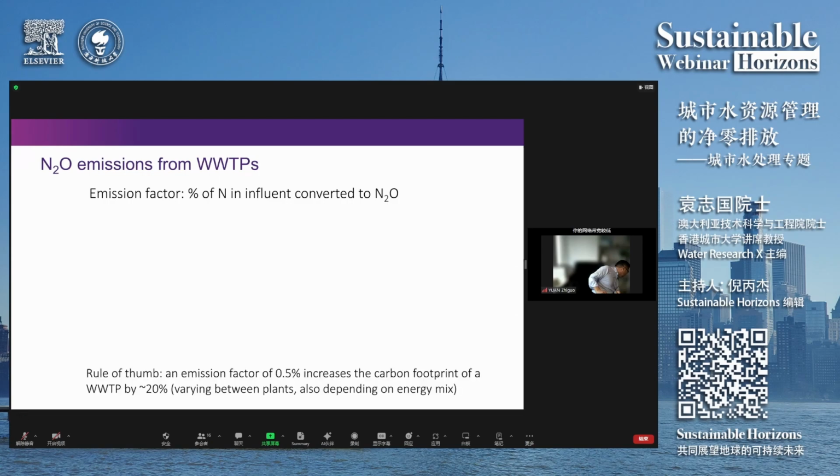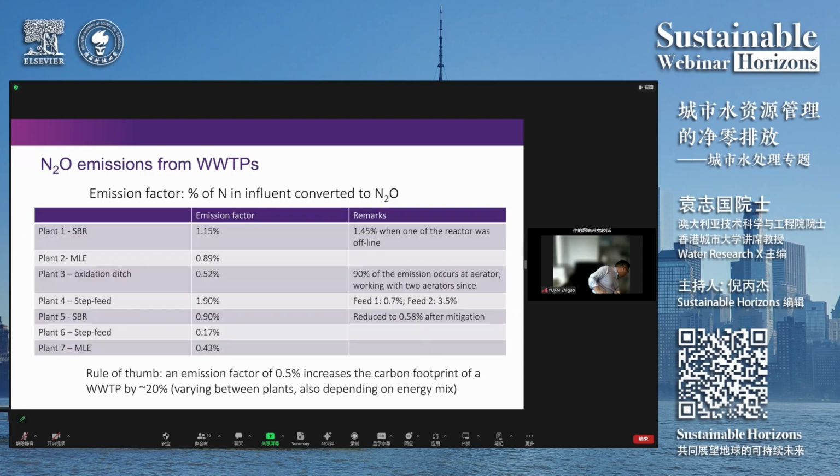And the rule of thumb, so how big is big? Basically, if 0.5% of the influent nitrogen is converted to N2O, roughly speaking, for a typical wastewater treatment process, that adds roughly 20% to your carbon footprint. So 0.5% is more or less equivalent to 20% of your carbon footprint. So that's really significant.